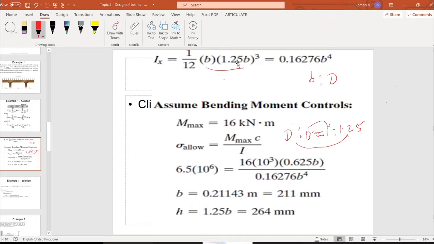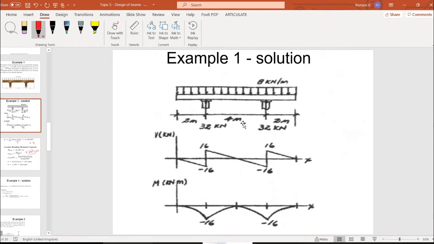This is B, and this value is the depth, right here. This is your depth. Based on the given data, simplify and keep it here for your I_x. Assuming bending moment controls, the maximum bending moment is equal to this much.